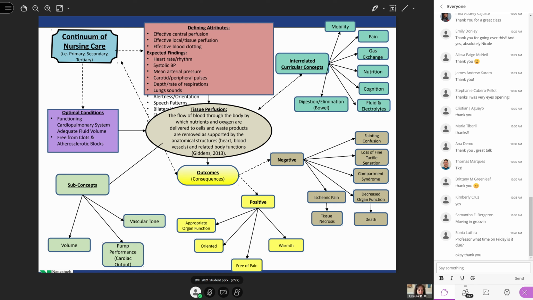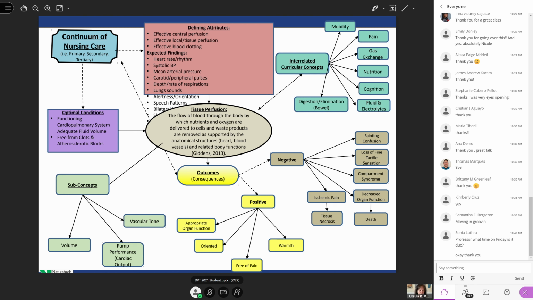The negative outcomes are where your organs are not going to function appropriately, which is in the right-hand column there, second to the bottom, decreased organ function, which can then lead to death. But let's start with the first one on the left under negative, ischemic pain.